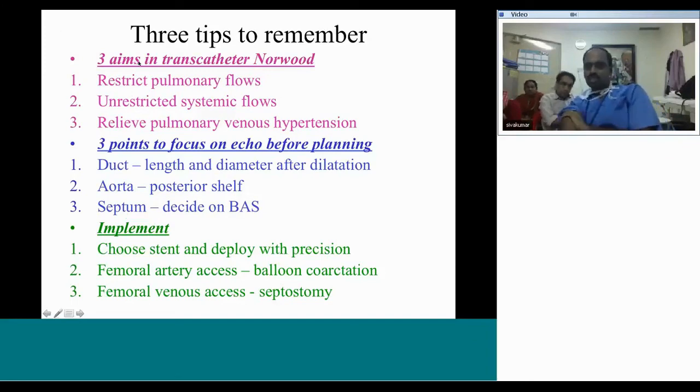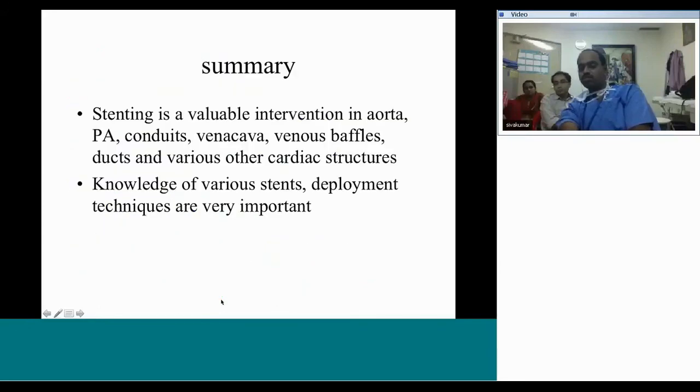The three aims in transcatheter Norwood are: restrict the pulmonary blood flow, create unrestricted systemic blood flow, and relieve pulmonary venous hypertension. Three points to focus on in echocardiography are: what is the size of the duct, how long is it, and what is the diameter. How is the aorta? Is there a posterior aortic shelf or not? How is the atrial septum? Does it need septostomy or does it need atrial septal stenting? How do you implement? Choose the stent, deploy with precision. Femoral artery access you will take if there is a posterior aortic shelf, and do a balloon dilation on the partition. Femoral venous access you will take if there is a need for creating an atrial septostomy.